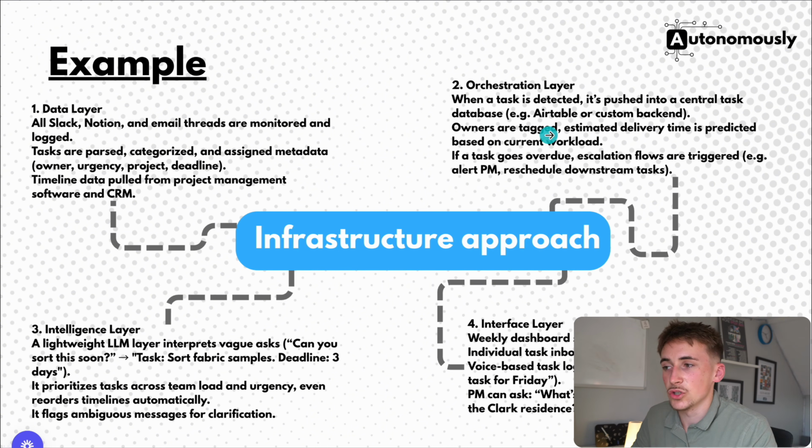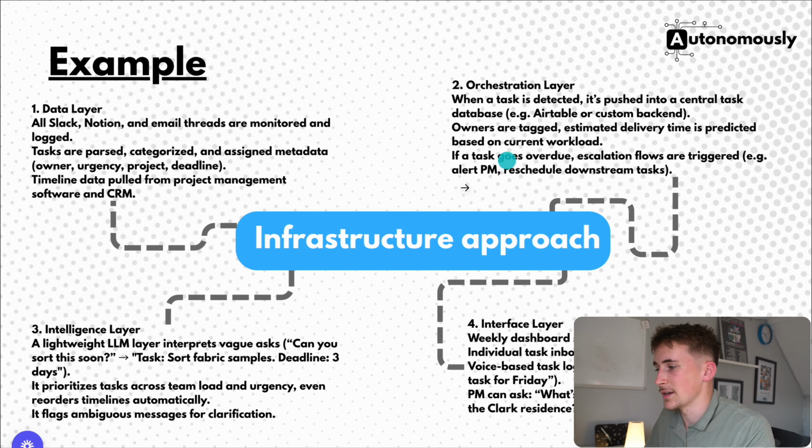And then we have an orchestration layer. So when a task is detected, it's pushed into a central task database, for example, like Airtable, Supabase, or a custom backend, whatever backend they currently use, or just the best option for their use case. Owners are tagged, estimated delivery time is predicted based on current workload. If a task goes overdue, escalation flows are triggered, for example, an alert message or a rescheduled downstream task. So now we have the orchestration layer working in conjunction with that data layer.